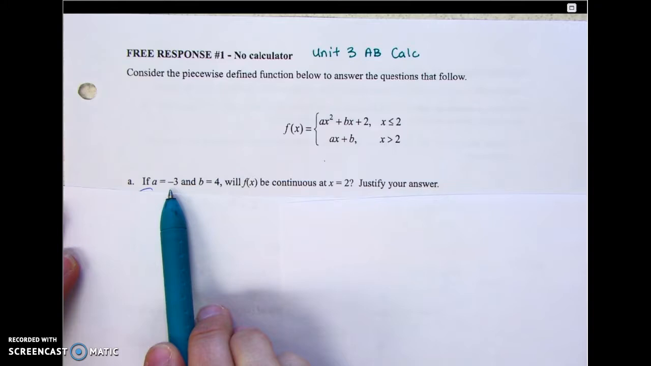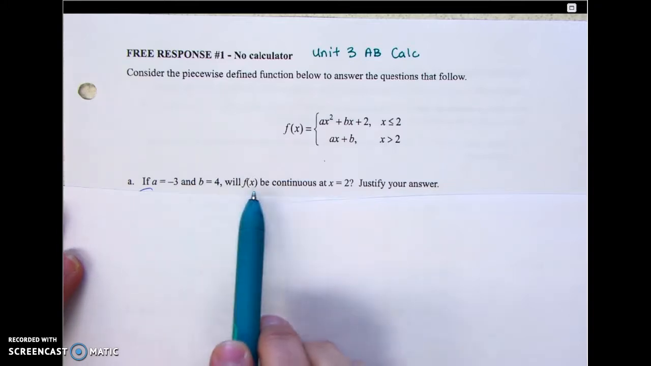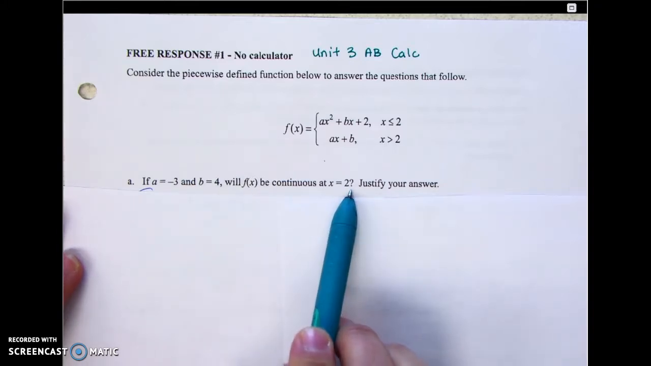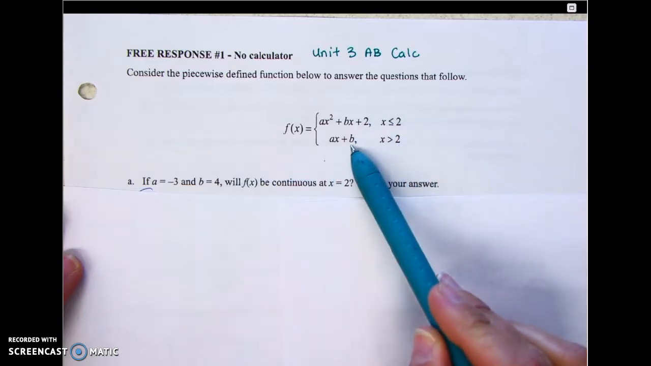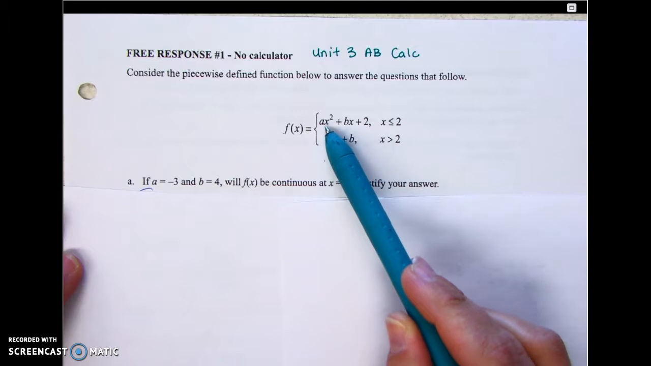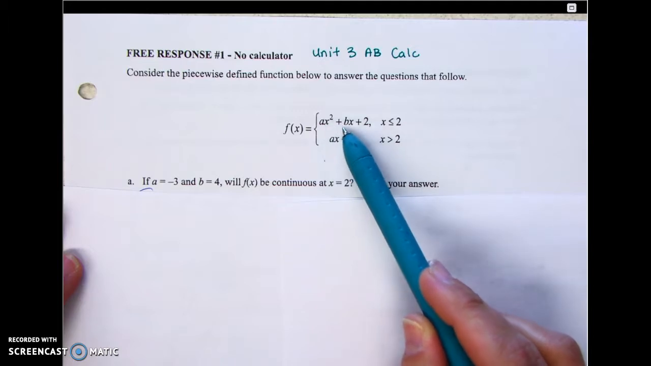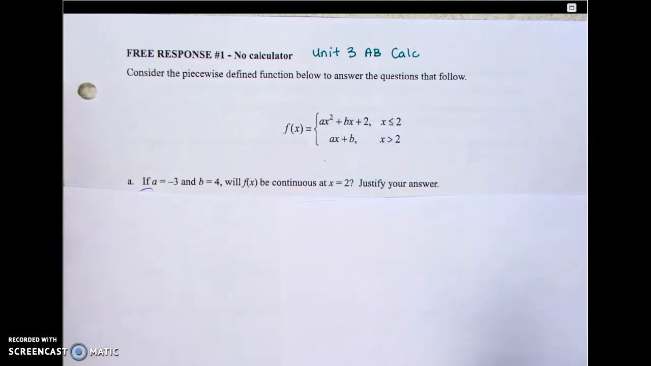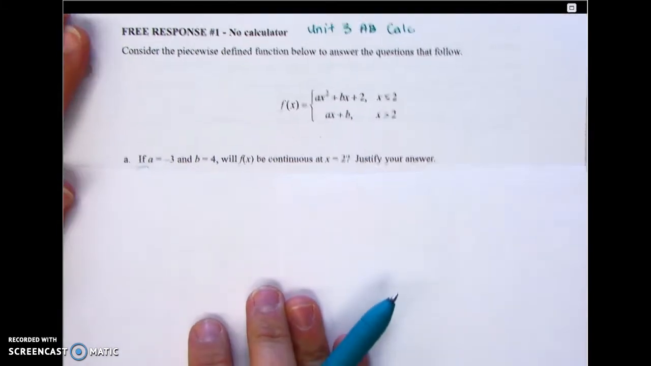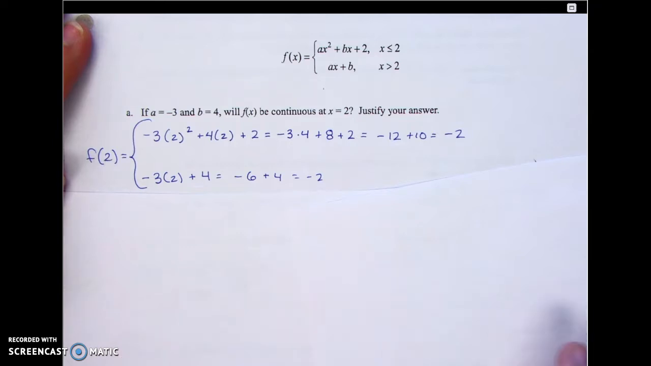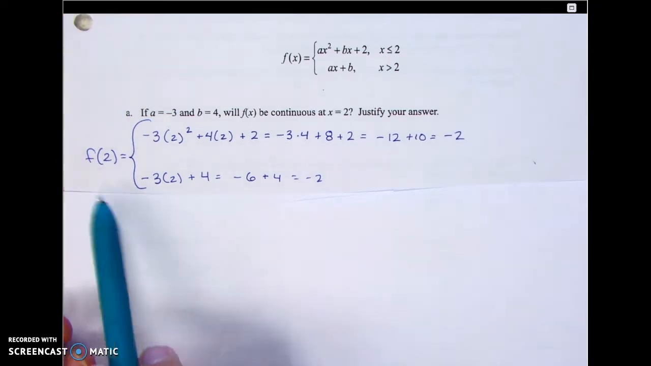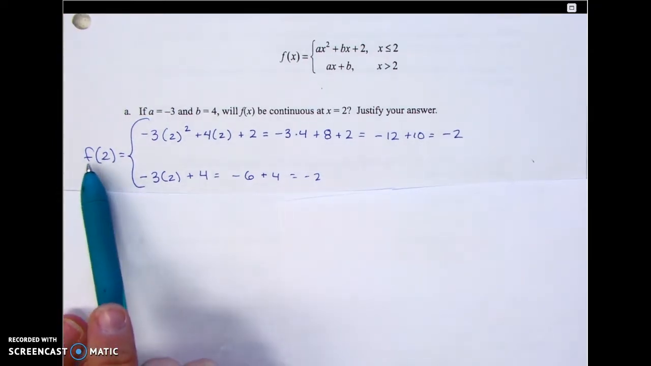So if A equals -3 and B equals 4, will f be continuous at x equals 2? To see if it's continuous, we need to see if this piece equals this piece, if A is -3, B is 4, and x is 2. Okay, this is really easy math. What we're practicing is proper notation. Did you use the proper notation? Did you say f of 2?